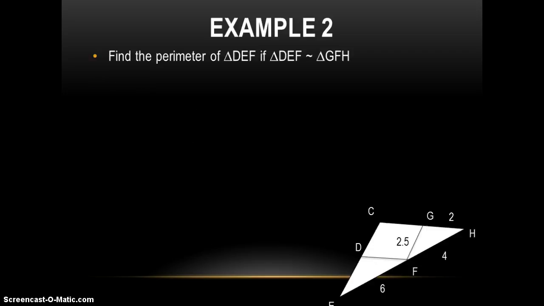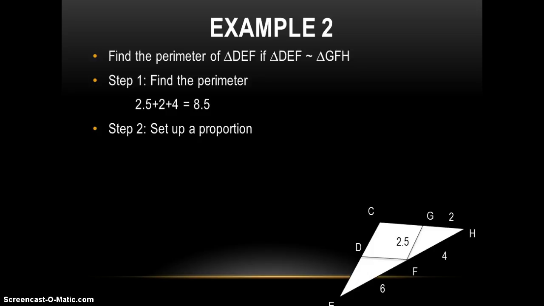So for example 2, we're going to find the perimeter of triangle DEF if triangle DEF is similar to triangle GFH. So we're going to do the same kind of thing. We're going to first find the perimeter that we know because we have the three lengths of the sides. So we're going to have 2.5 plus 2 plus 4, and that's going to equal 8.5. And that is the perimeter of triangle GFH.